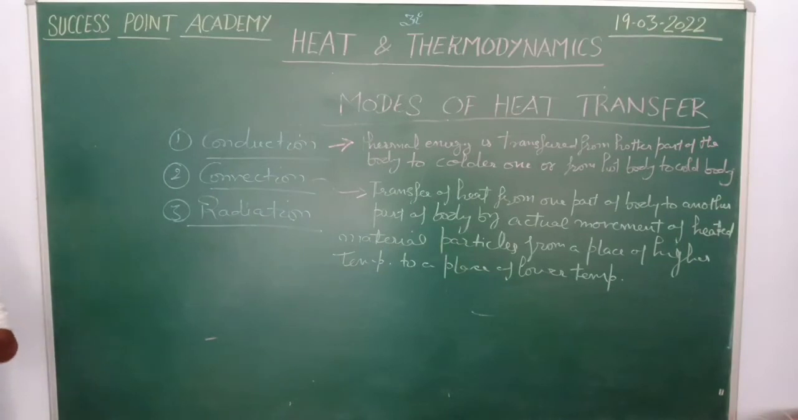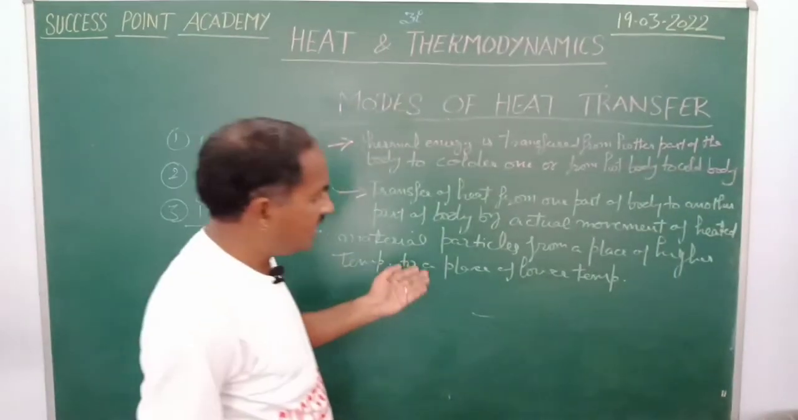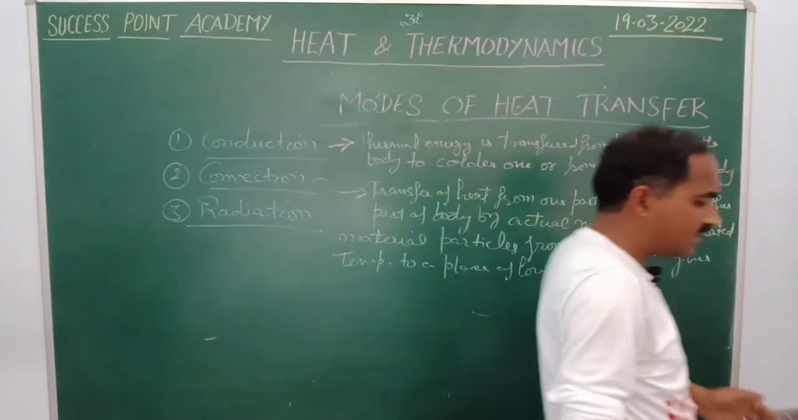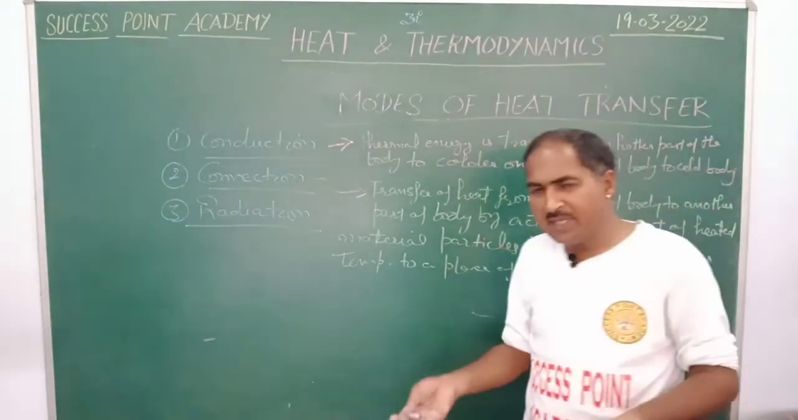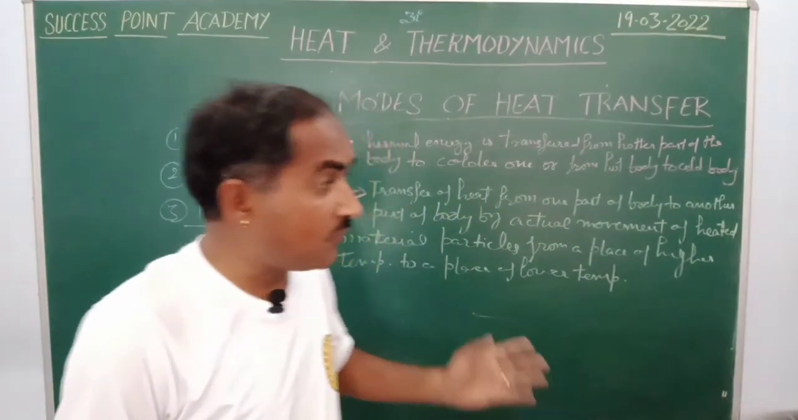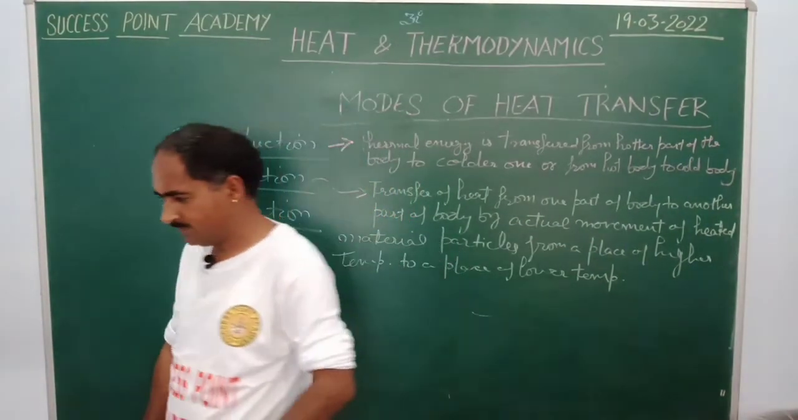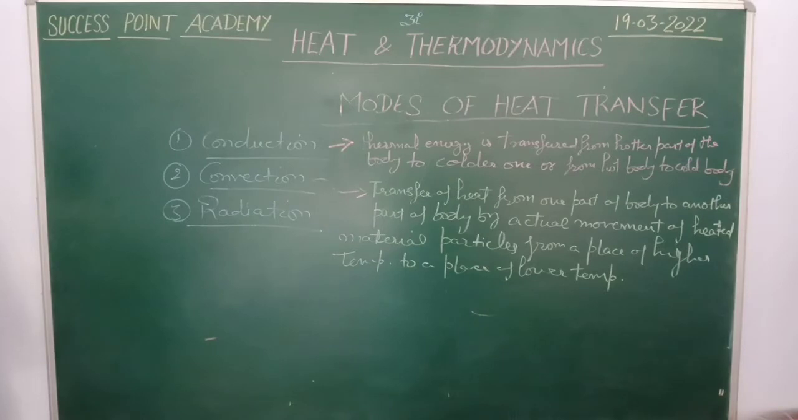How does this happen? Suppose the medium is forced to do this with the help of something like a fan, and you are getting the heat transferred through that, that is called forced convection. We have forced it to do that. So that is forced convection.